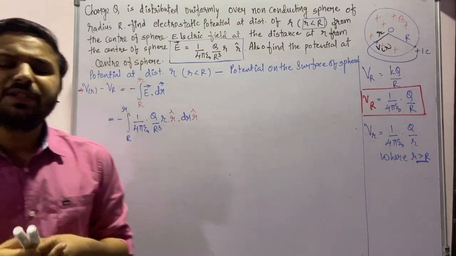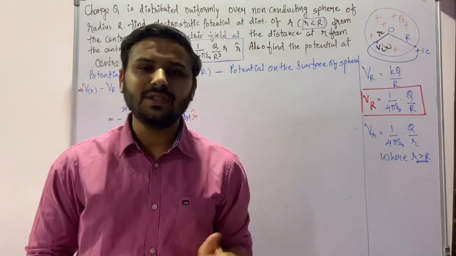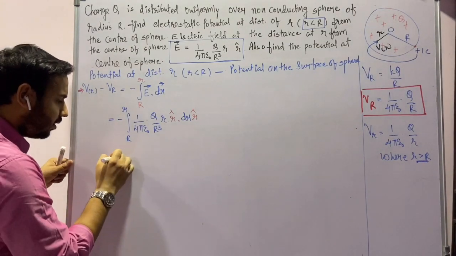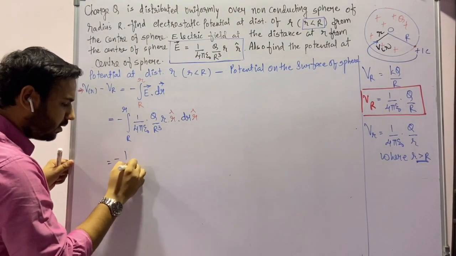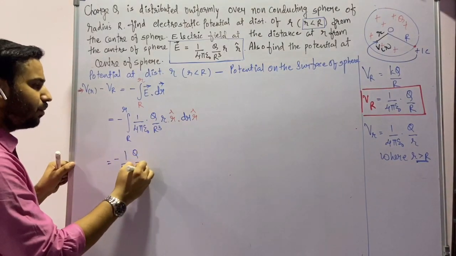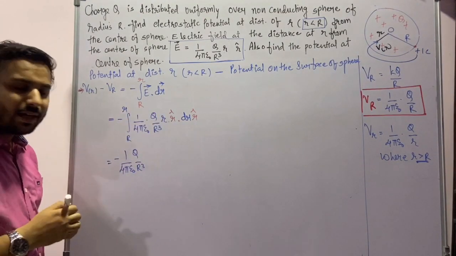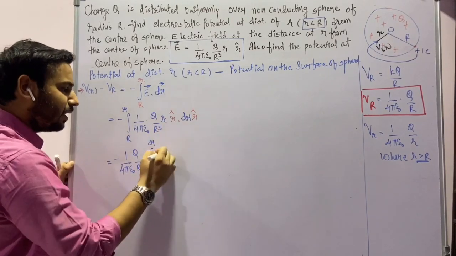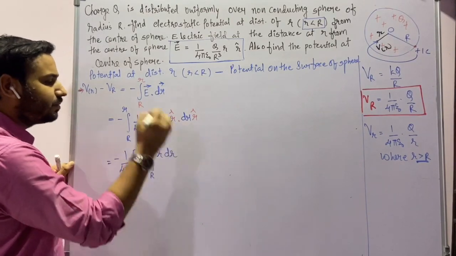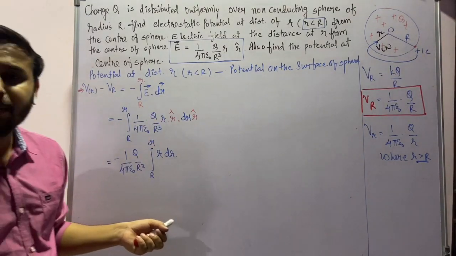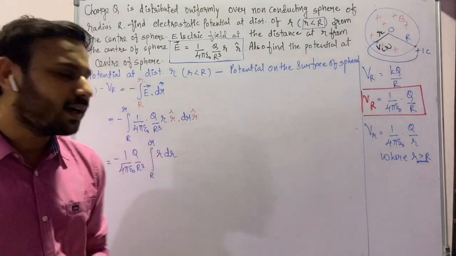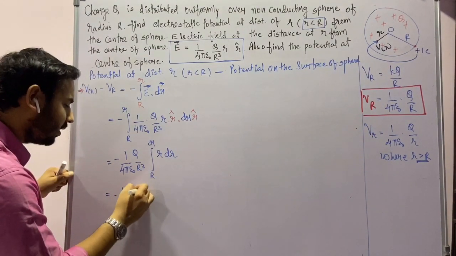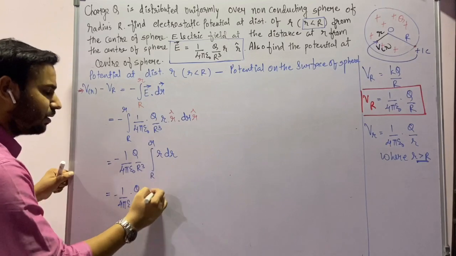Now you must know i cap dot i cap is 1, j cap dot j cap is 1, in the same way r cap dot r cap is 1. So I'll take all the constant terms outside the integration: Q upon R cube, r cap dot r cap is 1, so no need to write it. Capital R to small r, and here r dr. What is the integration of this term? x dx gives x square by 2, r dr gives r square by 2. Very simple. Minus 1 upon 4 pi epsilon naught Q upon R cube.